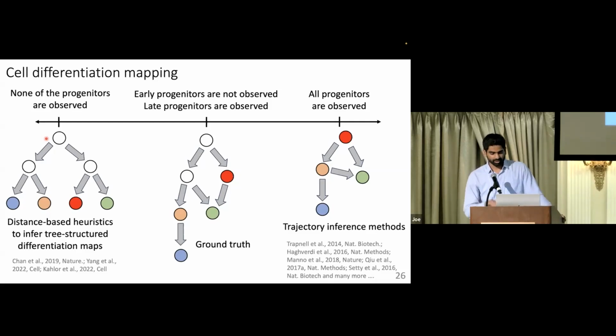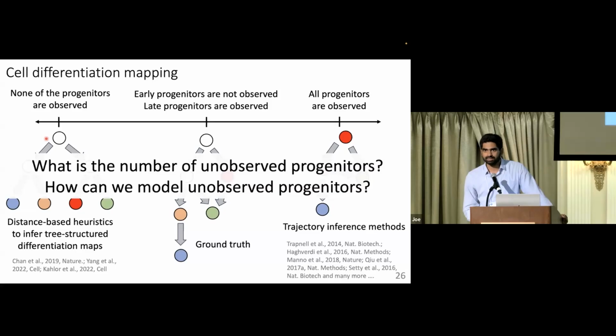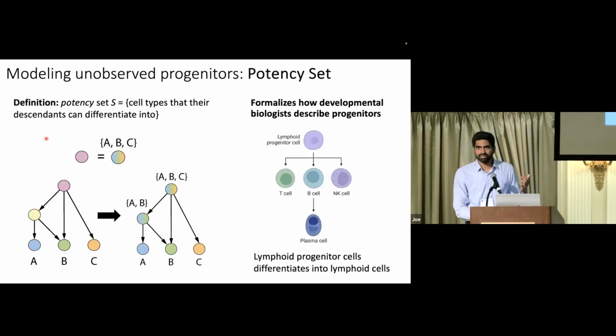Okay? And one important thing that we wanted to answer in this work was, how do you find the right number of unobserved progenitors, and how do you model these unobserved progenitors? So the key idea underpinning our approach is that we model these unobserved progenitors by their potency set. Okay, so a potency set is the set of cell types that a particular cell's descendants can attain. And this formalizes how developmental biologists also describe progenitors. So, for example, the lymphoid progenitor is defined as the cell whose descendants can be different lymphoid cells, right?